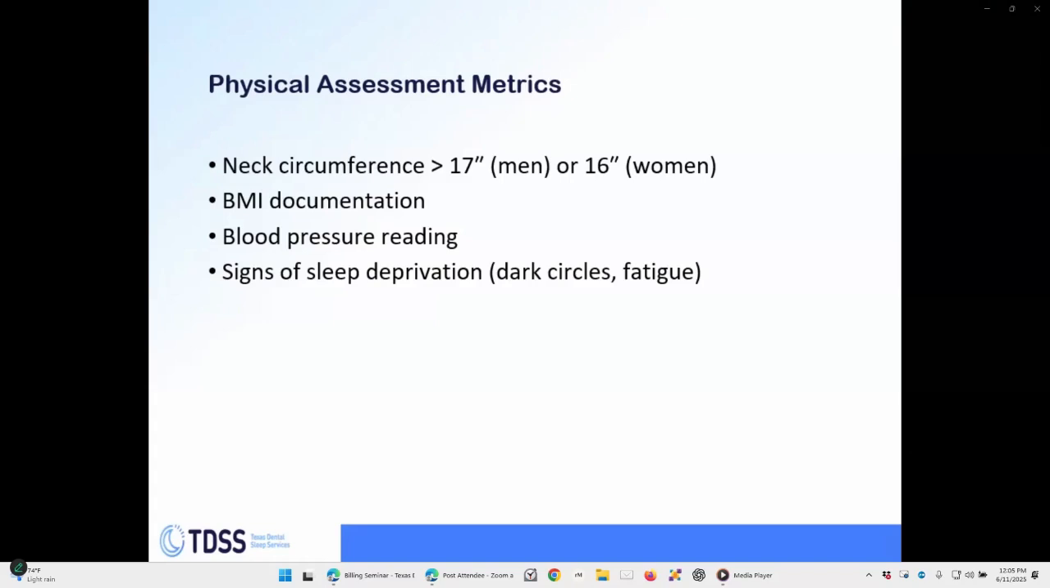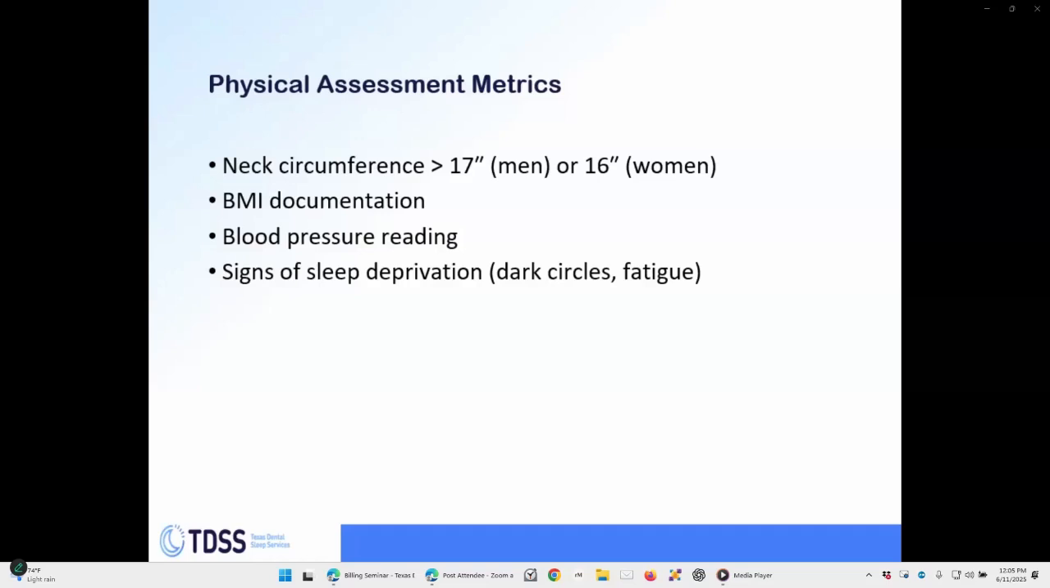Wow, that's specific. And documenting body mass index, BMI, is also recommended because, like we said, obesity is a primary risk factor. And blood pressure, I mean, dental practices measure this all the time, right? Routinely, yeah. But it's worth emphasizing its relevance here. Hypertension isn't just a risk factor. It can also be a consequence of untreated obstructive sleep apnea.